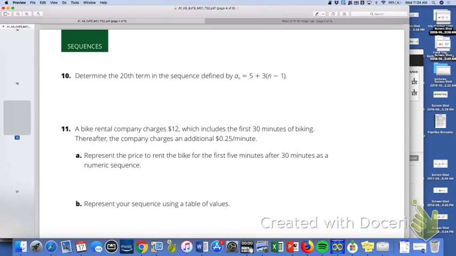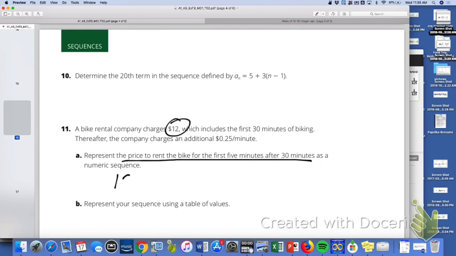Okay, so for number 11, it says a bike rental company charges $12, which includes the first 30 minutes of biking. So you only have to pay a flat rate, apparently, of $12 for the first 30 minutes. Then after that, they charge you 25 cents a minute. So they're charging you that $12 whether you keep it for 1, 2, 3 minutes, all the way up to 30. So it says represent the price for the first 5 minutes after that 30 minutes, okay?